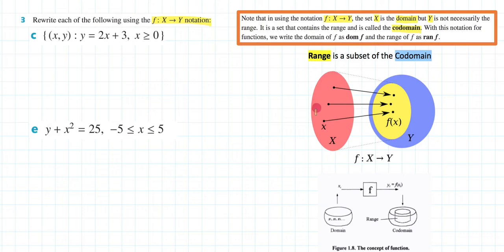So right here, I have my domain, and this represents all my inputs. And then I obviously have my inputs, they go into the function and they spit out my range right here. But my range exists within Y, this bigger circle, called my codomain.